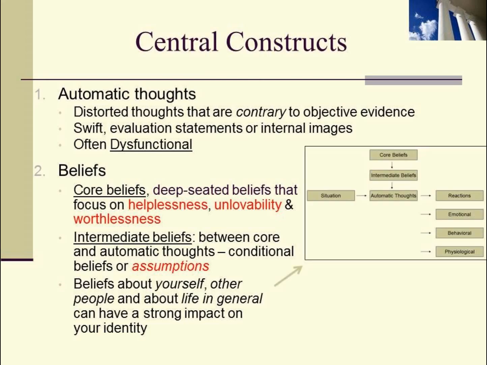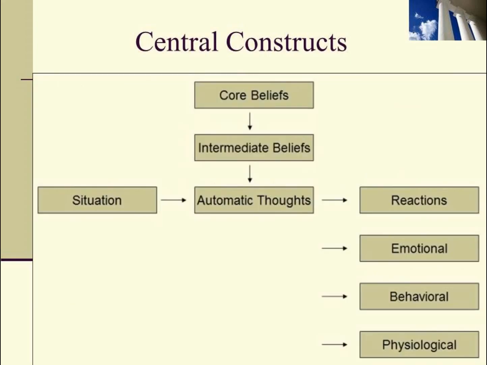Now I want to provide a chart to illustrate how our thoughts and beliefs work on a rudimentary level. I call this a situation chart, and I'll expand it so you can see each segment more clearly. Typically, a situation occurs, a core belief is activated, which in turn activates an intermediate belief or series of assumptions, and we experience automatic thoughts as a result.